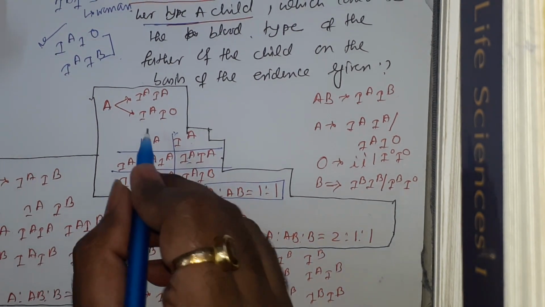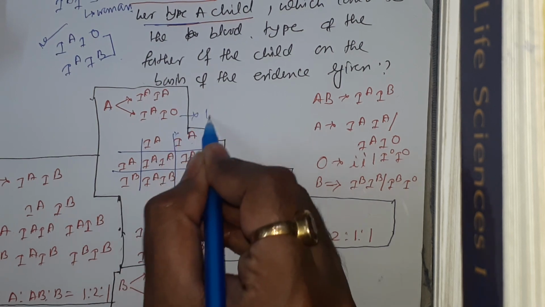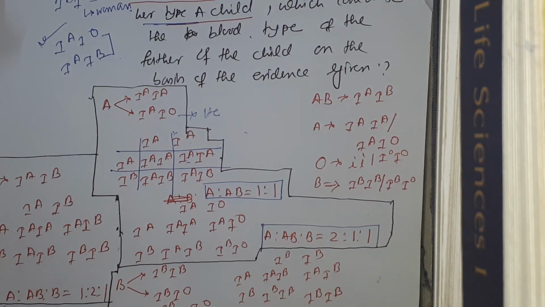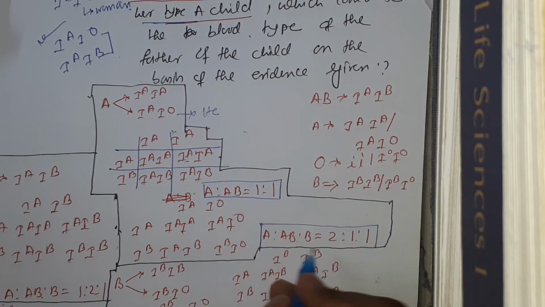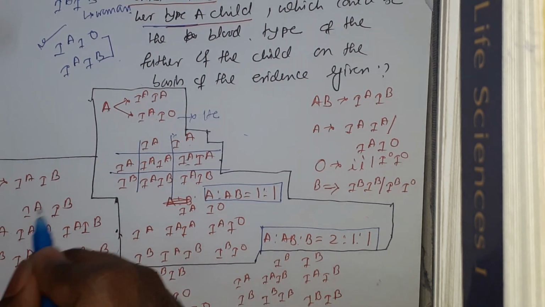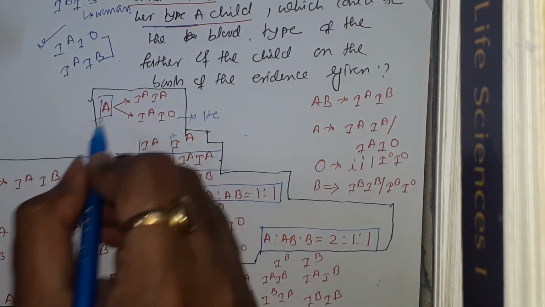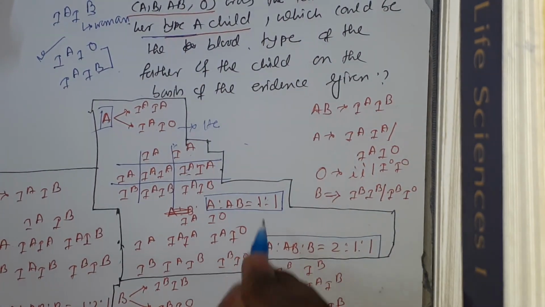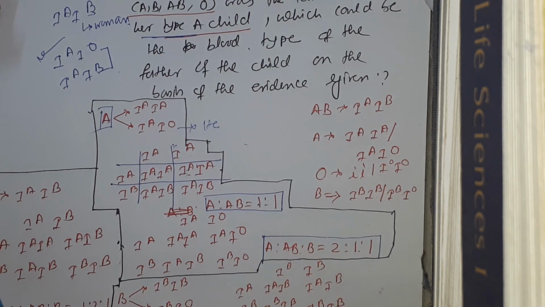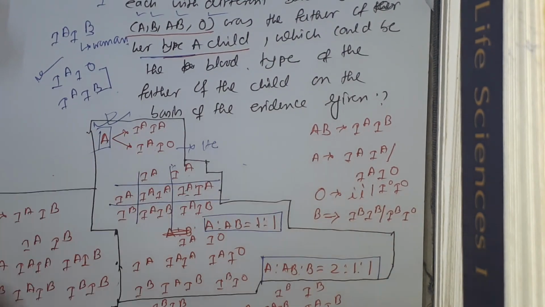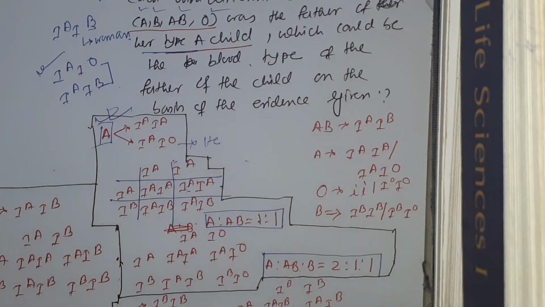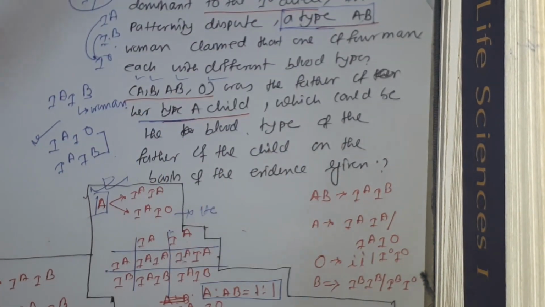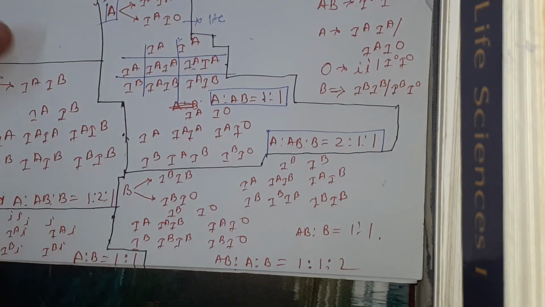And if we consider IA i, the heterozygous type, then the possible ratio of progenies will be A to AB to B, that is 2:1:1. That simply means that in case of the A blood group, the possibility of a type A child is exactly the same in both cases. That means A can be the child's father. Okay, but we have to consider all the possible options. So let's move to the case of B.